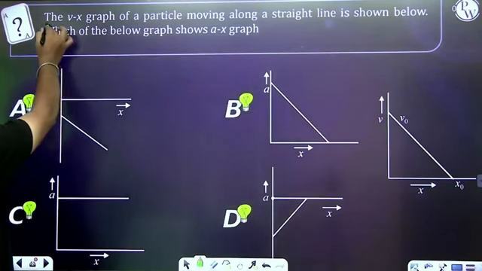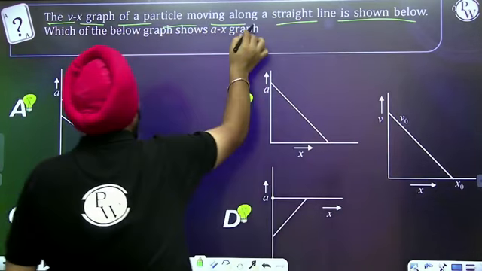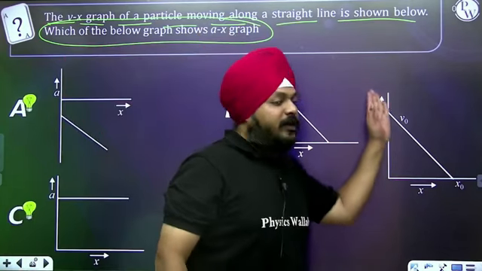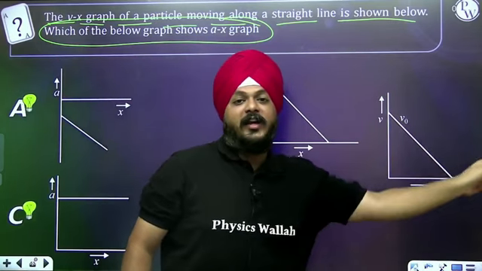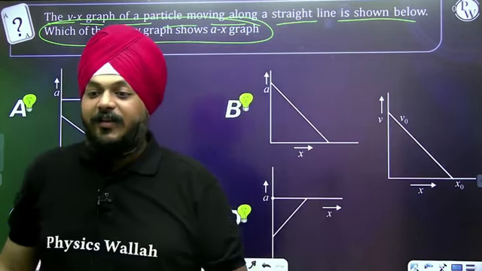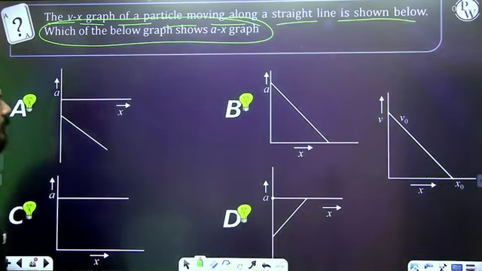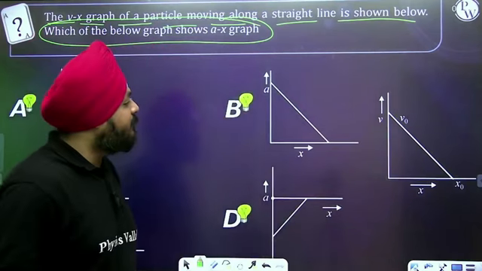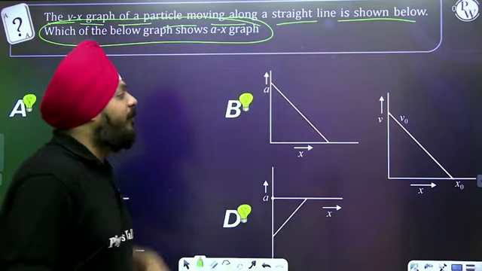Graph conversion. The Vx graph of a particle moving in a straight line is shown below. Which of the below graphs shows A versus X? We have seen the case with positive slope; here comes the one with negative slope. A V versus X graph is given, and we need to select the correct A versus X graph. Step 1: identify the nature of the graph. It is a straight line. Step 2: obtain the relevant equation.